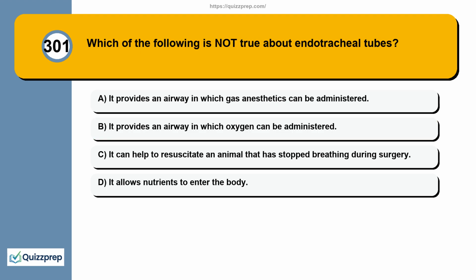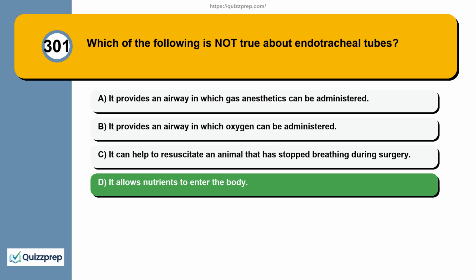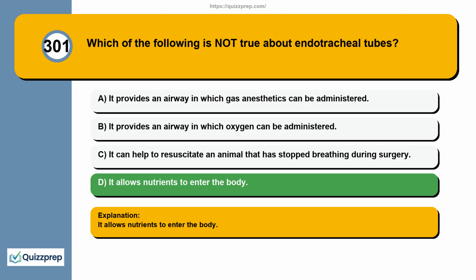Question 301. Which of the following is not true about endotracheal tubes? Option A. It provides an airway in which gas anesthetics can be administered. Option B. It provides an airway in which oxygen can be administered. Option C. It can help to resuscitate an animal that has stopped breathing during surgery. Option D. It allows nutrients to enter the body. The correct answer is option D. It allows nutrients to enter the body.